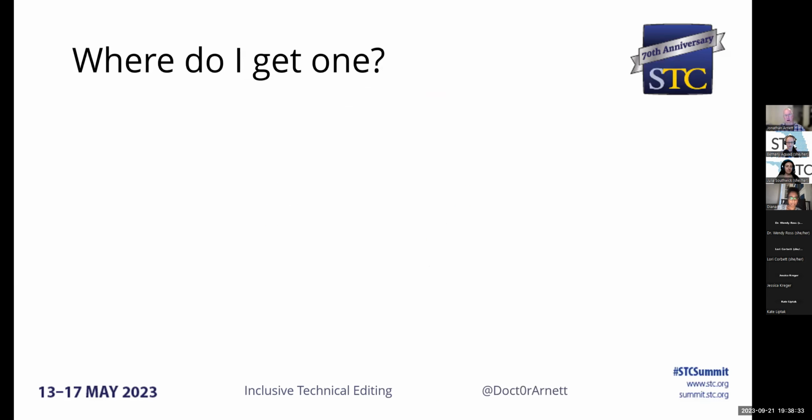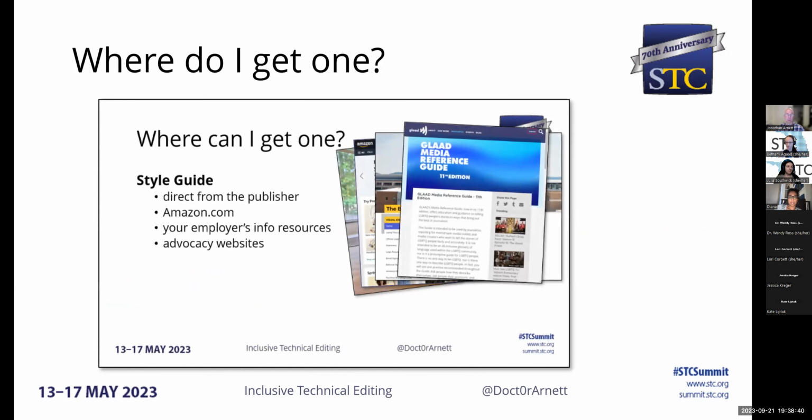So then, we've determined that technical communicators really can use supplemental style guides. Question is, where do you get them? Well, as we talked about before, there are a bunch of varieties of places you can obtain them, but one of the ones I'm going to suggest for supplemental style guides is advocacy websites.